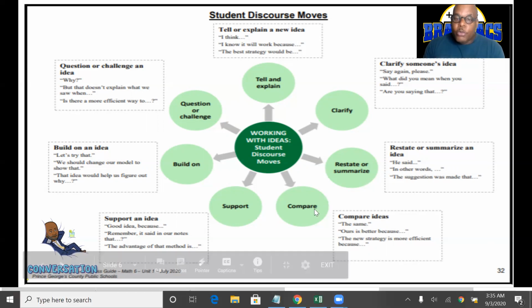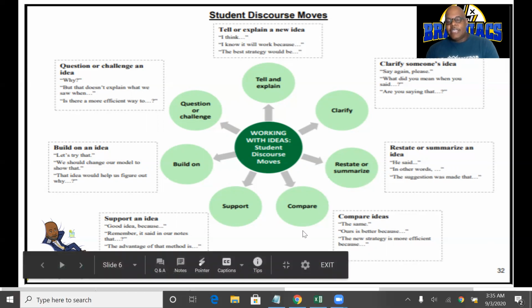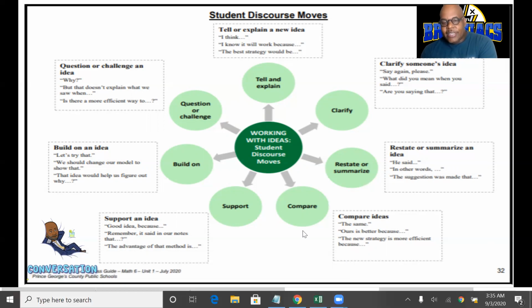Now, there's also the move of comparison. So when you compare ideas, you would say the same, or ours is better because, or the new strategy is more efficient because. Now, comparison works both ways, because sometimes what you offer is better. Sometimes you realize through listening and observing another person's suggestion that their idea may be better. Or you may find, thirdly, that you both have equally efficient and effective strategies at solving or reasoning in a problem. That's where that first response, the same, comes from.